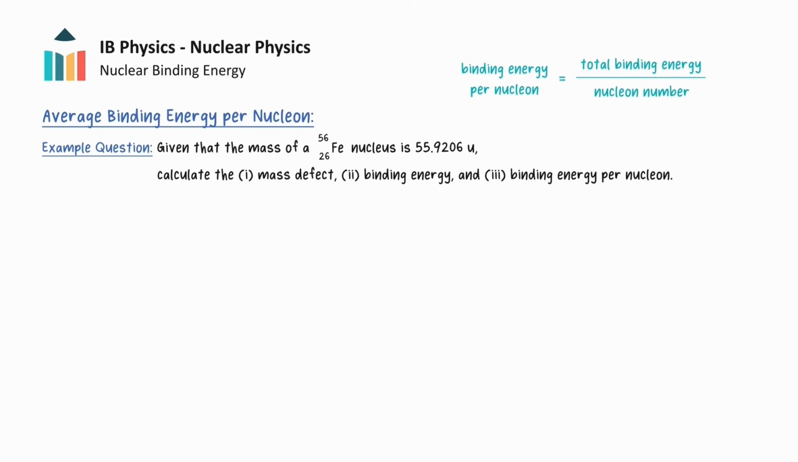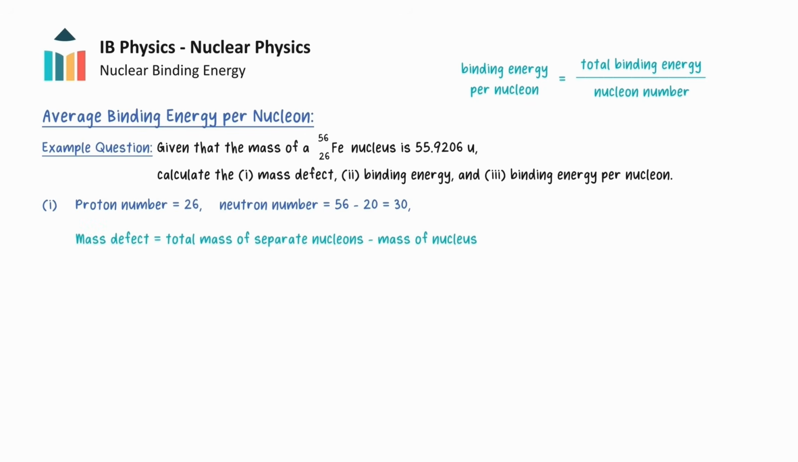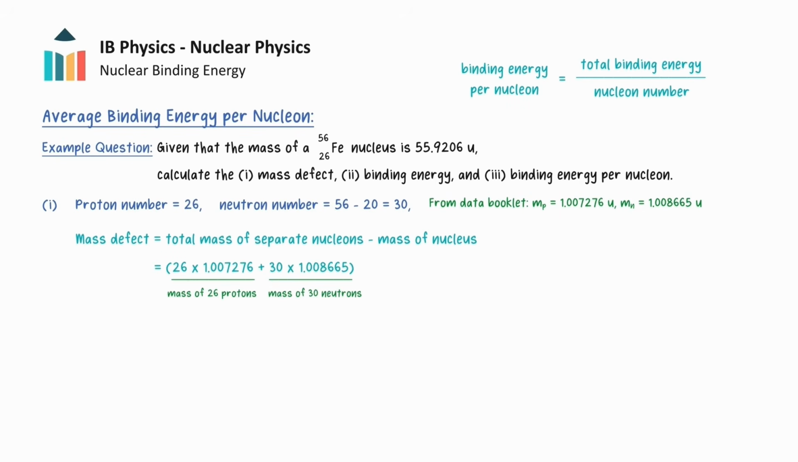Part 1 wants us to calculate the mass defect of an iron-56 nucleus. To do this, we begin by noting down the number of protons and neutrons in the nucleus. The mass defect is then calculated from the difference between the total mass of the nucleons and the mass of the iron-56 nucleus. The rest mass for a proton and a neutron can be found in the data booklet, so the total mass of nucleons is determined as follows.